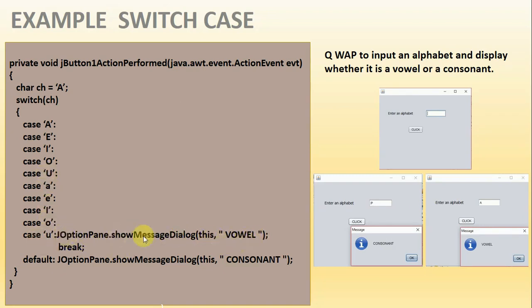So this statement will execute if any of these cases becomes true. If any of these cases are true, this statement will be executed, and then it is followed by a break. So after executing this statement, my program control will come to this point. Otherwise, if the alphabet does not match any of these cases, then the default statement will be executed, and it will display JOptionPane.showMessageDialog(this, "consonant").